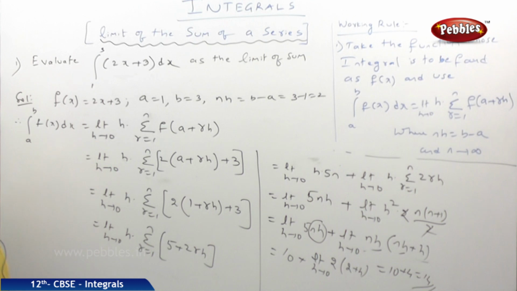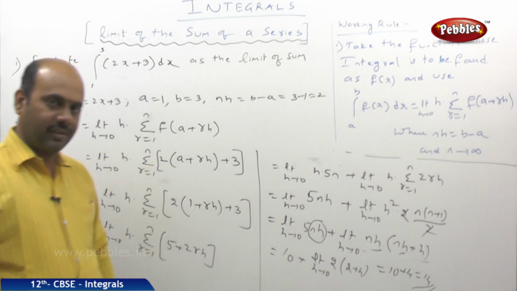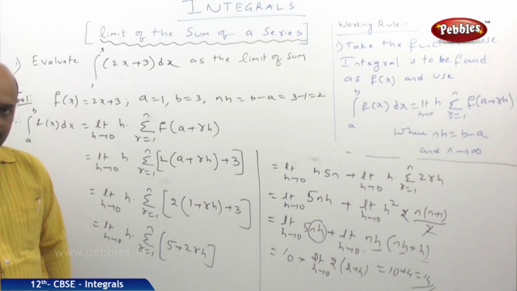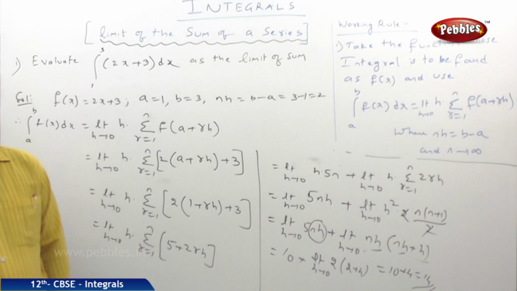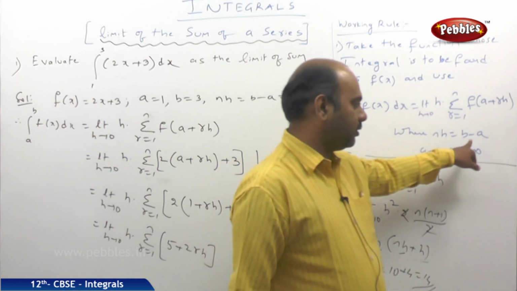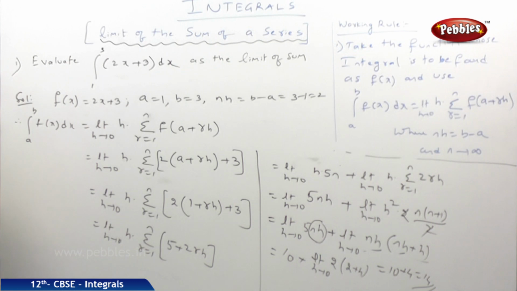Once again I am repeating, we need to consider the function whose integral is to be found as f of x, and we need to apply the formula: integral a to b f of x dx is equal to limit h tends to 0 h into summation r is equal to 1 to n f of a plus rh, where nh is equal to b minus a and n is always tending to infinity. So once again I am explaining this problem.